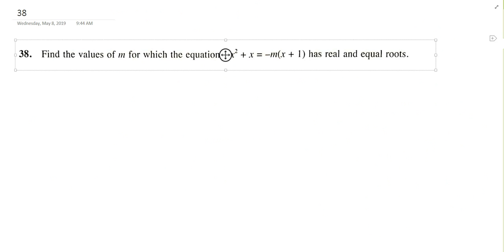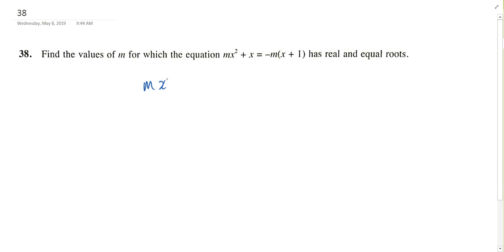Okay, let's start with Kevin. Since you're there. How do we approach this question? Expand, we get mx squared plus x plus mx plus m equals to 0. And then? Come on, we do have a lot of time.